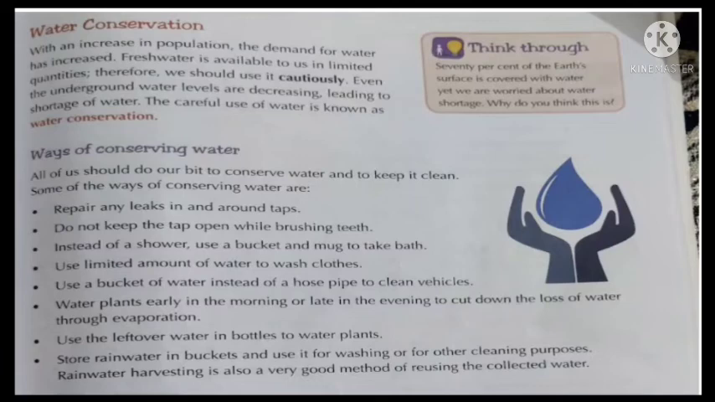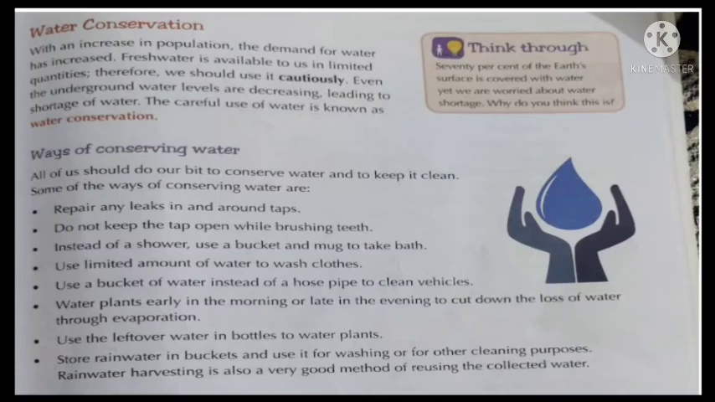There are some ways to conserve water. First of all, repair any leaks in and around taps. Do not keep the tap open while brushing teeth. Instead of a shower, use a bucket and mug to take a bath. Use a limited amount of water to wash clothes. Use a bucket of water instead of a hosepipe to clean vehicles.